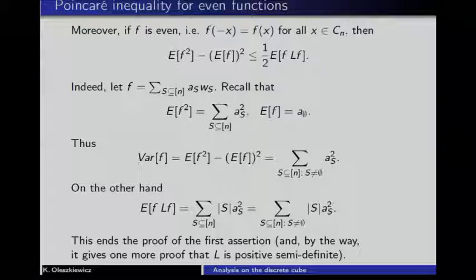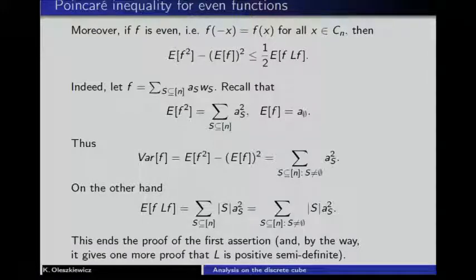And on the other hand, we have a very convenient formula for this energy functional over FLF, and we know that it appears in this form. We sum up the squares of the Fourier coefficients multiplied by the cardinality of S. Just because our operator L acts as a multiplier and multiplies the Walsh Fourier coefficient standing at S by the cardinality of S. So we have an explicit formula for the energy functional. We have seen the proof of that equality two days ago.